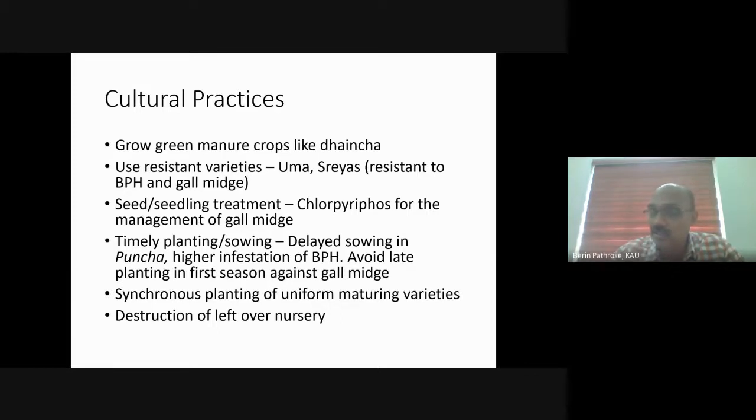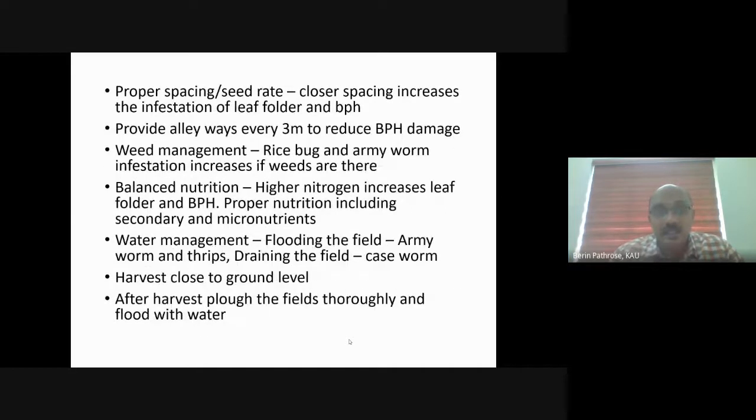Then destruction of leftover nursery, because this leftover nursery will harbor insect pests. And proper spacing and seed rate, as I have told you, if you are going for closer spacing, you will have higher incidence of BPH and leaf folder. Then improve aeration by providing alleyways every 3 meters. This will help to reduce BPH damage. As insect pests such as rice bug and armyworm multiply on weed hosts, we have to manage weeds thoroughly. Then balance nutrition, avoid excess use of nitrogen.